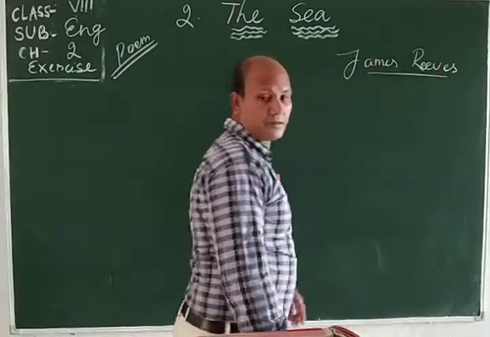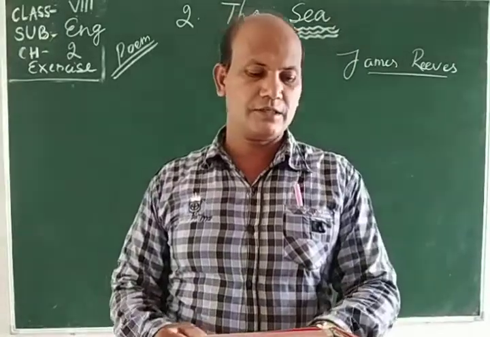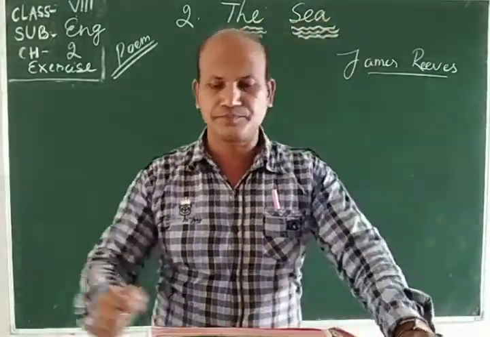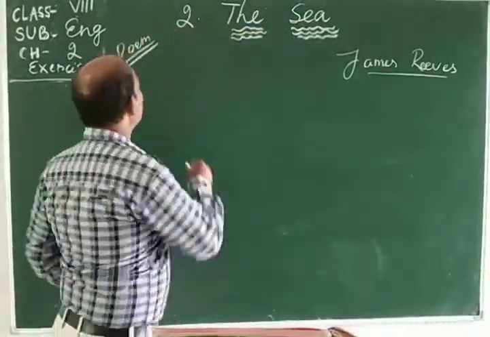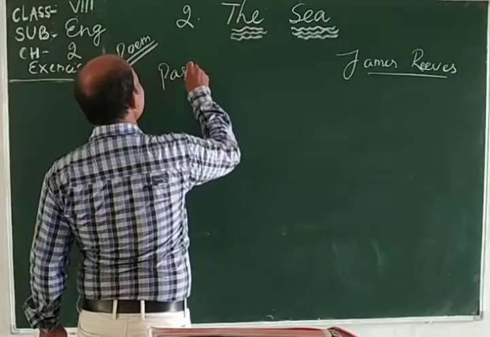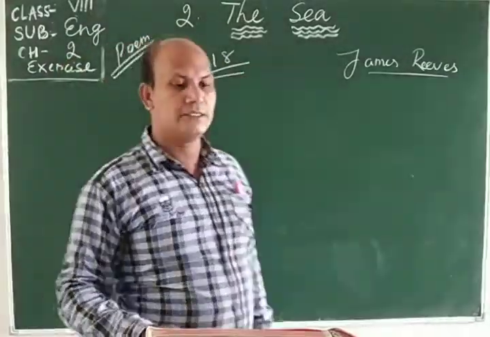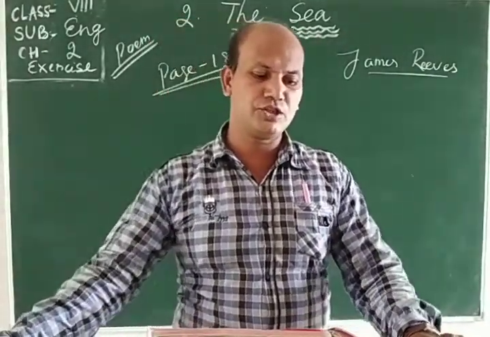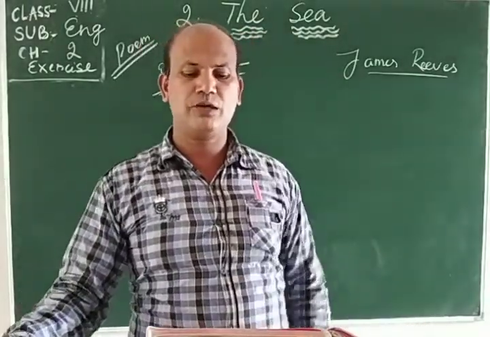I hope whatever I discussed, you might have understood. Now let's start discussing the exercises. Open page number 18 and read the exercise. It has A1, A2 and A3. A1 is answer the questions, A2 is reference to context, and A3 is to discuss the vocabulary and grammar portion.